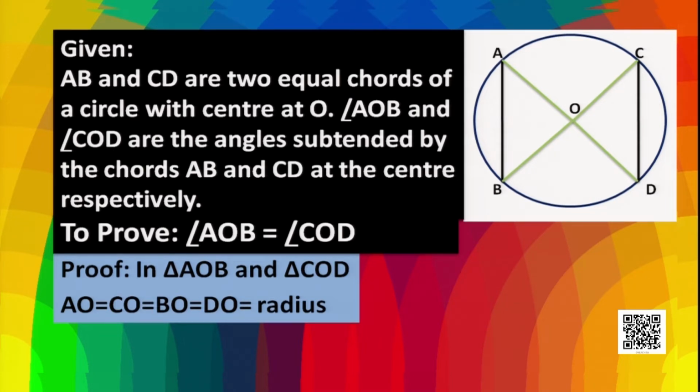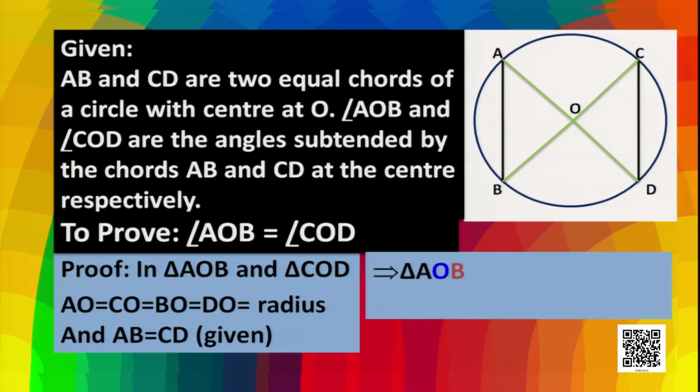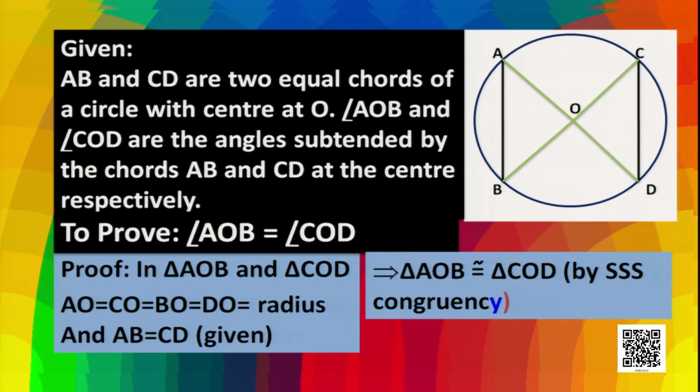And again, what else is given? We have AB is equal to CD, as they are two equal chords. So here the two triangles are congruent by side congruency. As the two triangles are congruent, so their corresponding parts are also equal.